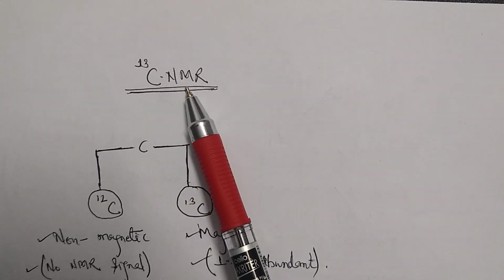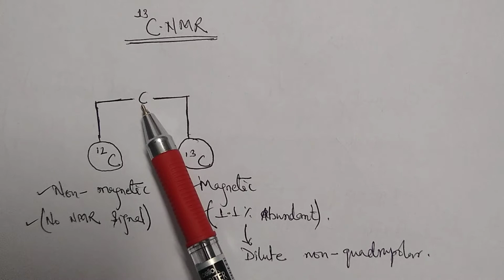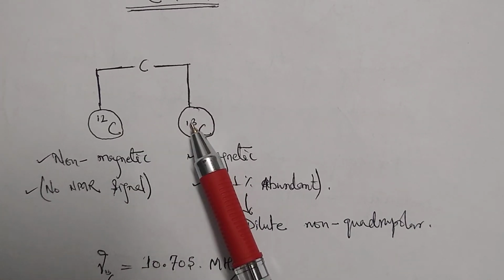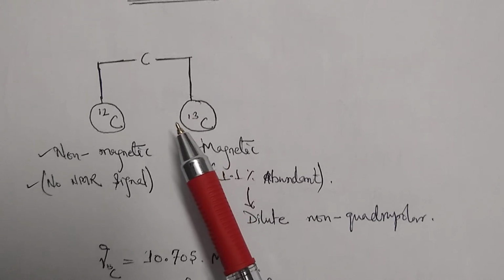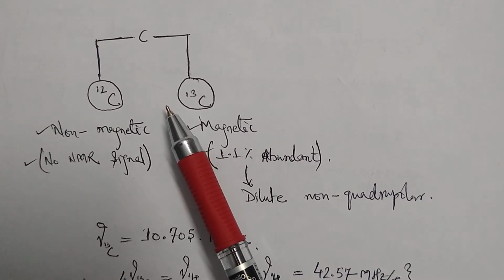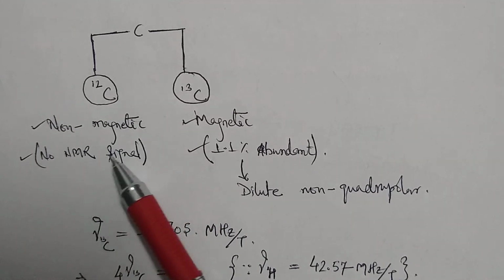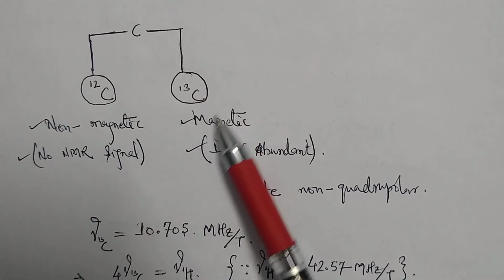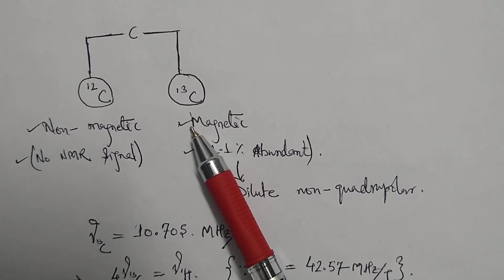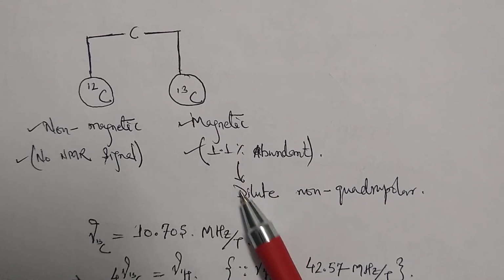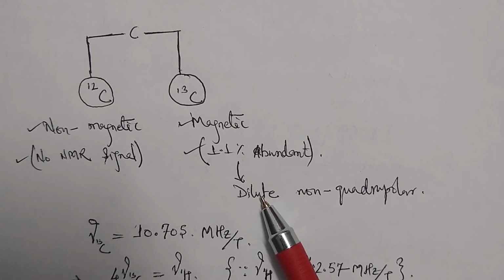13C NMR. Since we know that carbon has isotopes 12C and 13C, where the 12 and 13 represent the mass number of the carbon. Now talking about the properties of these nuclei, 12C is non-magnetic and has no NMR signal. But 13C has a nuclear spin of I equals 1/2, and it is a non-quadrupolar magnetic nucleus with a natural abundance of 1.1%, that is, a dilute nucleus, and this is NMR active.